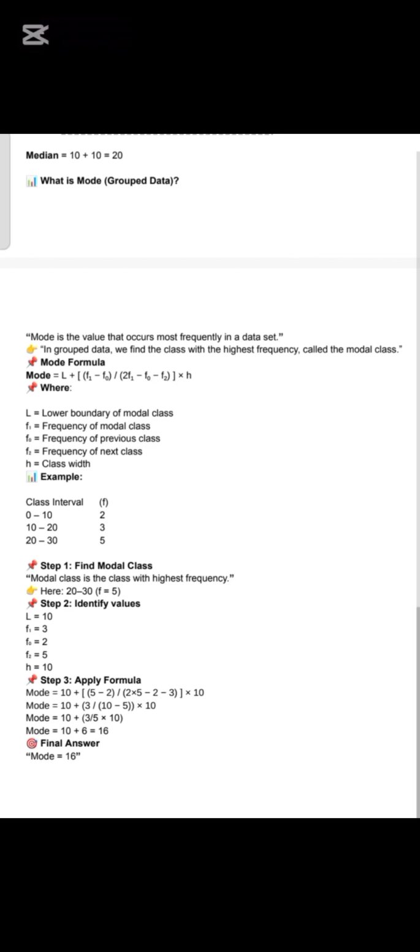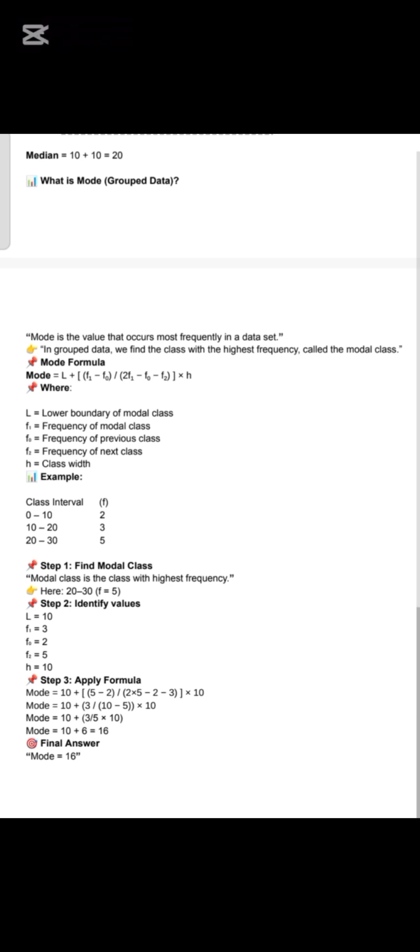Step 1 is to find the modal class. Step 2 is identification of values. L is equal to 10, f1 is equal to 3, f0 is equal to 2, f2 is equal to 5 and h is equal to 10. Now we can apply the formula. Mode is equal to 10 plus (3 minus 2) divided by (2 times 3 minus 2 minus 5), multiplied by 10, and mode is equal to 10 plus 6 is equal to 16, and our final answer is that mode is equal to 16.